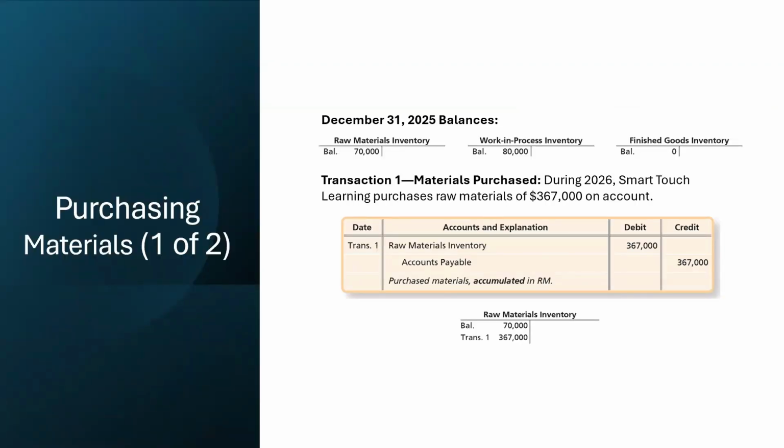Here in this example, during 2026, the company Smart Touch Learning purchases raw materials of $367,000 on account. Now, this is a product cost that accumulates in the raw materials inventory account. Smart Touch Learning records the journal entry for the entire year rather than showing each individual purchase to simplify the recording process.